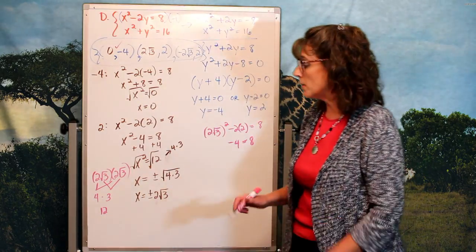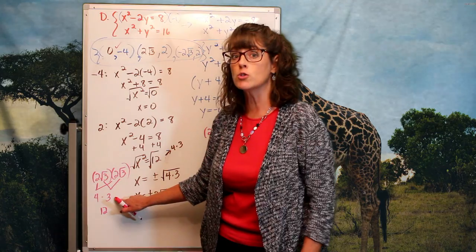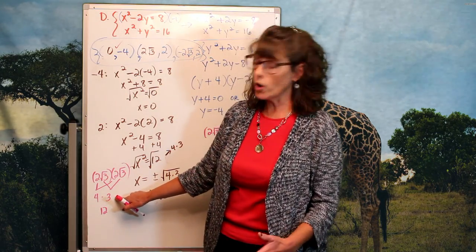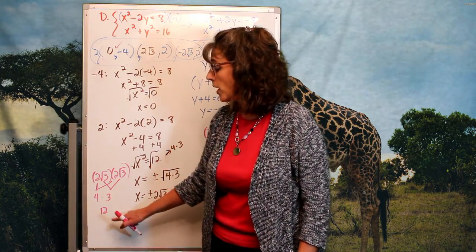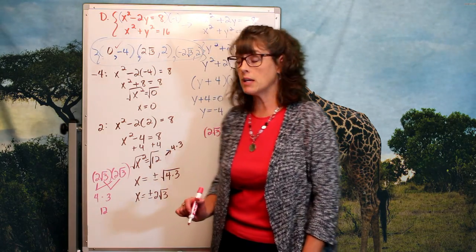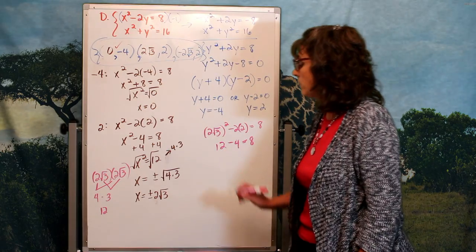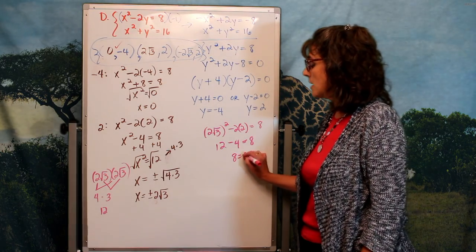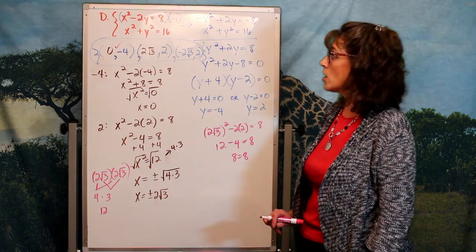A lot of people will tell me that square root of 3 times square root of 3 is 3, and they'll do 2 times 3 is 6. Or worse, they'll do 2 times 2 is 4 and give it a 4 square root of 3. But you have 4 factors there that you're multiplying together. The result of this is going to be a 12. Now, 12 minus 4, yep, it's 8. So I know that that works in the top equation.